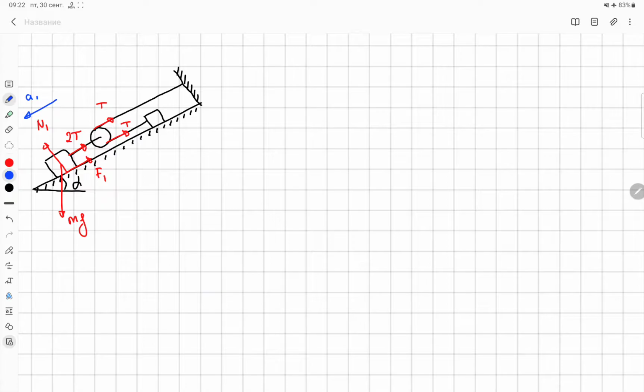Or we cannot check because numbers are not given. We don't know the mass in kilograms. We don't know the coefficient of friction. So let's solve it as if it is moving downward. In this direction, we have driving force mg sine alpha, and the friction force is trying to stop it. Also we have 2T equal to mass times A1. This is Newton's second law, the equation for the first object.